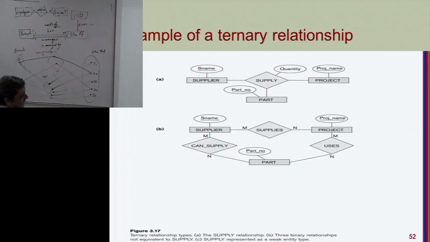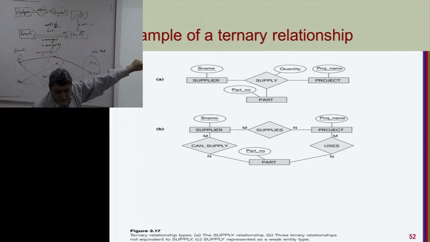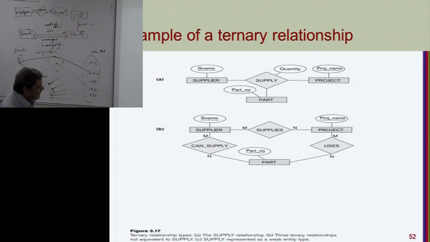But I'm giving these two examples. Note the following: we have the same entity types, right? Supplier, project, and part. Same entity types. But in the first model, they are linked or related by using a relation supply. It's a many-to-many relationship supply, right? While in the second model here, we have three relationships, not only one.